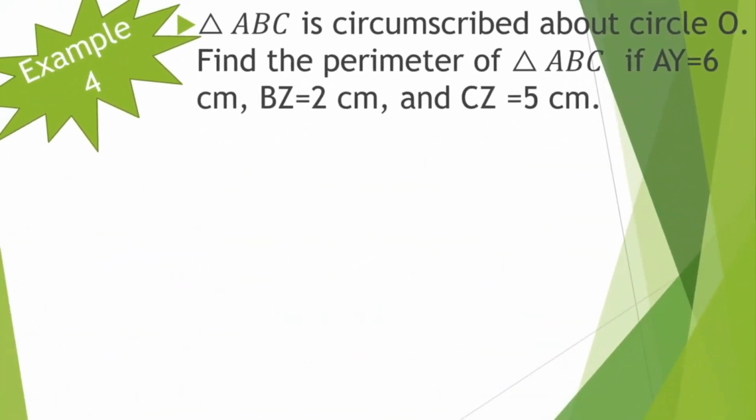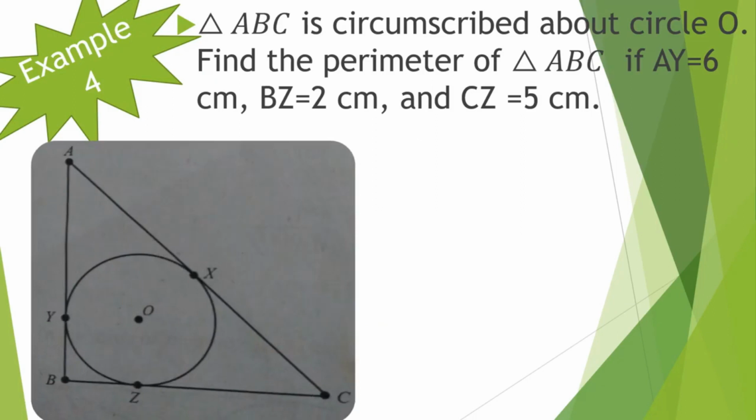Last example, number 4. Triangle ABC is circumscribed about circle O. Find the perimeter of triangle ABC if AY equals 6 centimeters, BZ is 2 centimeters, and CZ is 5 centimeters. Now let's illustrate this problem. So we have here 6 cm for AY, BZ is 2 cm, CZ is 5 cm. Now, AY here and AX are two tangents from the same external point A, right? So what can you say about the measurement? They're equal, so AX is also 6, right?